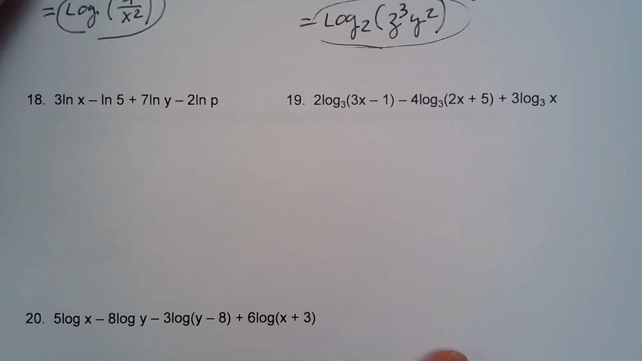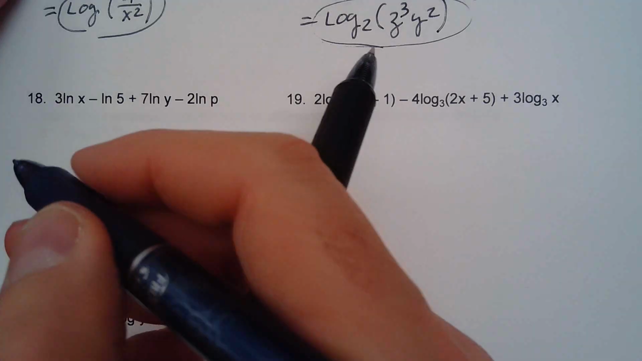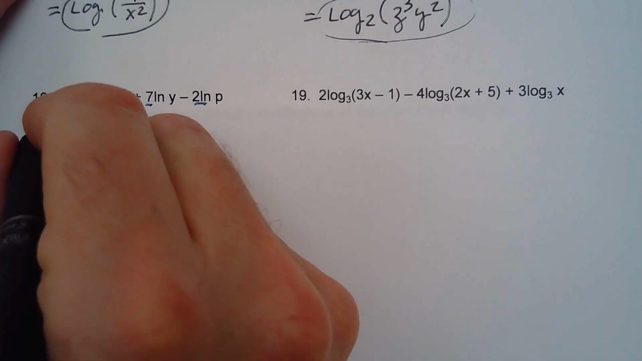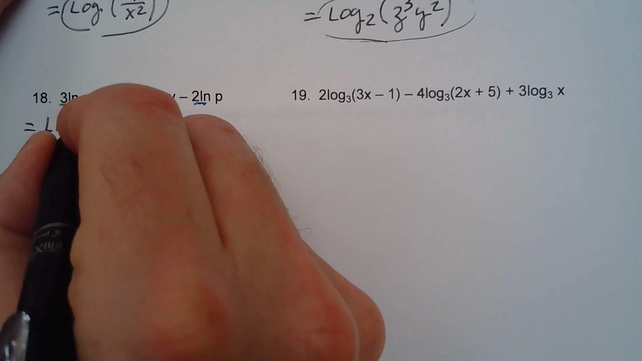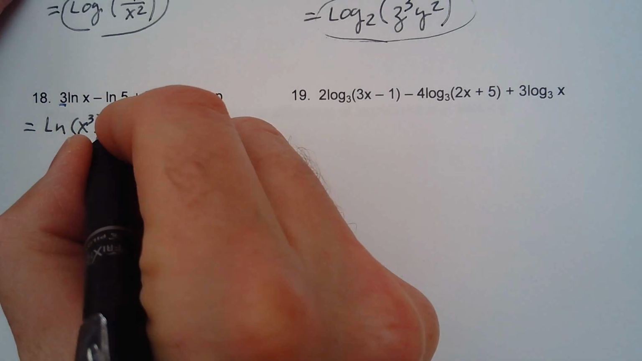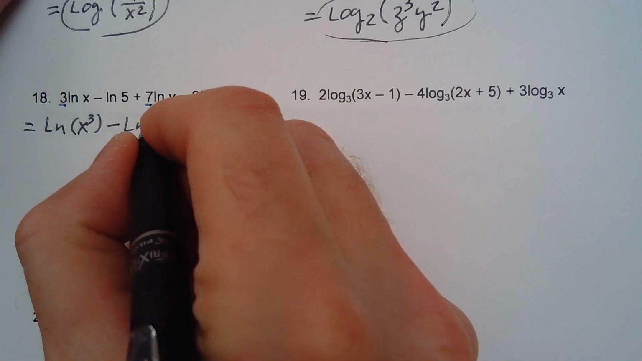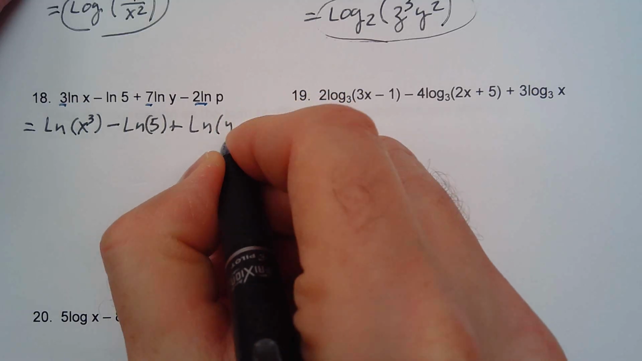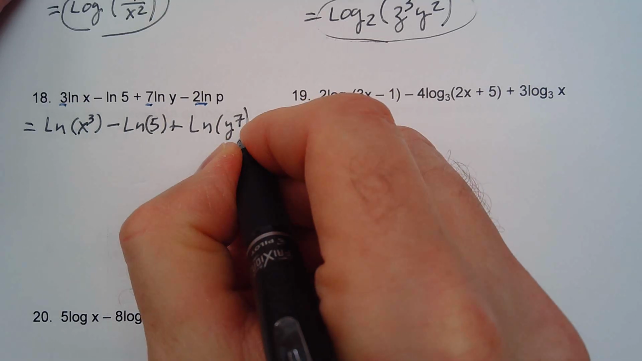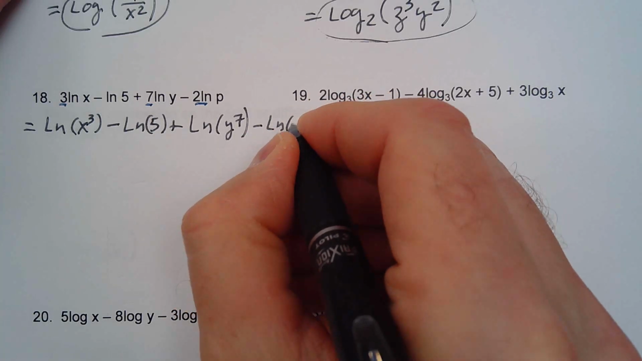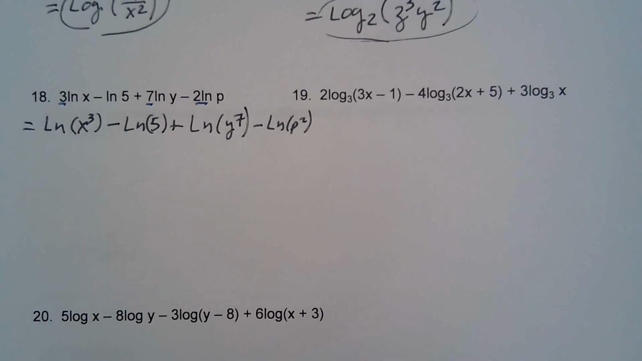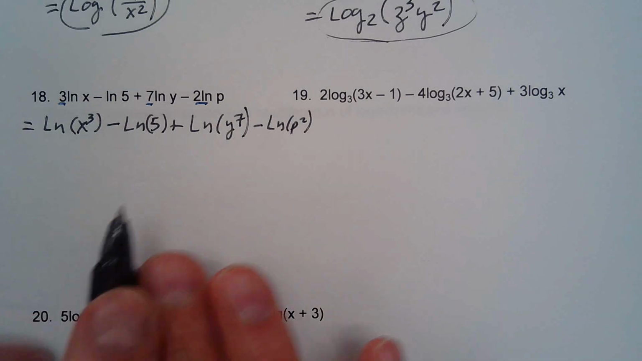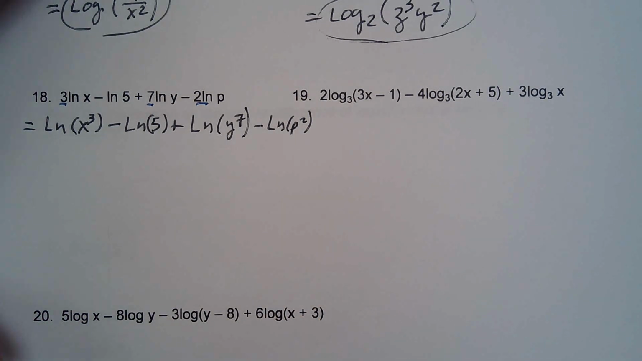All right, let's try this next one. So again, I'm going to start with the numbers in front of the logs, bring them up as powers. So this would be natural log of z cubed minus natural log of 5 plus natural log of y to the 7th minus natural log of p squared. Notice I don't bring up the sign, I just bring up the number, because the sign is going to tell me if it goes in the numerator or denominator.